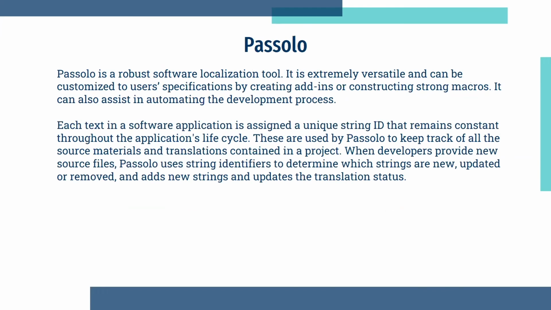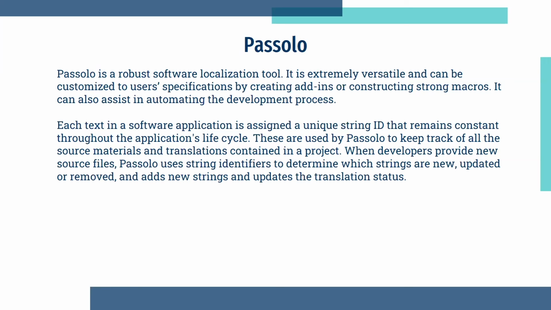Personal is a robust software localization tool. It is very versatile and can be customized according to users' specifications. We can create or construct some strong macros. So it can assist in automating the development process.